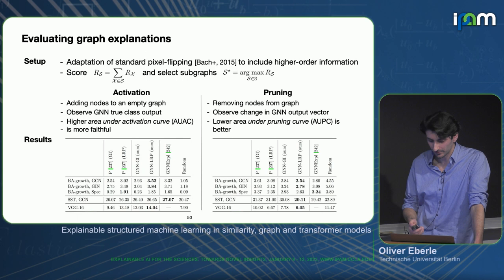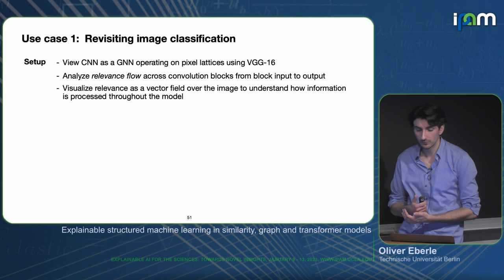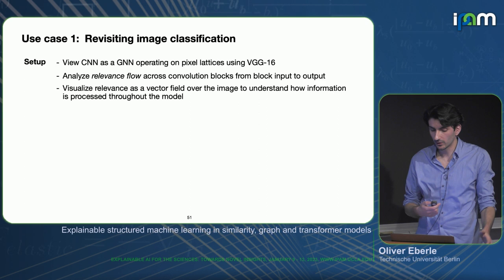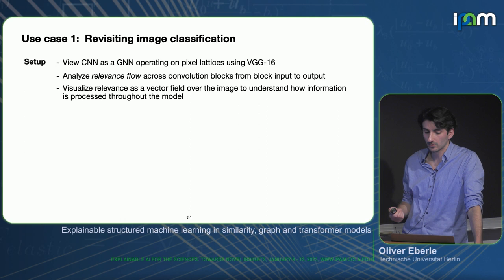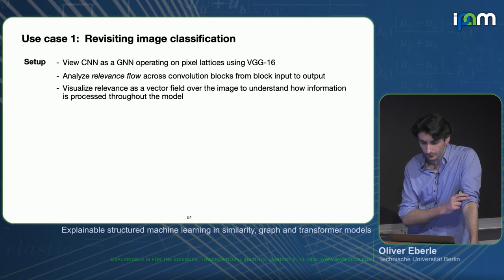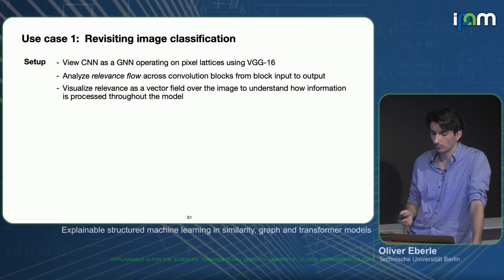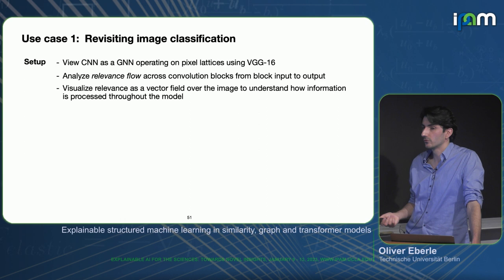We will now first look into a use case where we revisited image classification. While we thought about what problems we could apply this to, we turned to CNNs, because CNNs, as you've seen, are widely used and they can be formalized as GNNs that operate on pixel lattices. This means that a node in this GNN would represent a receptive field in your CNN. And this allows us to analyze the relevance flow across different processing blocks in your neural network. Then we can visualize this as a vector field on top of the input image to understand exactly how information flows throughout these different encoding blocks.